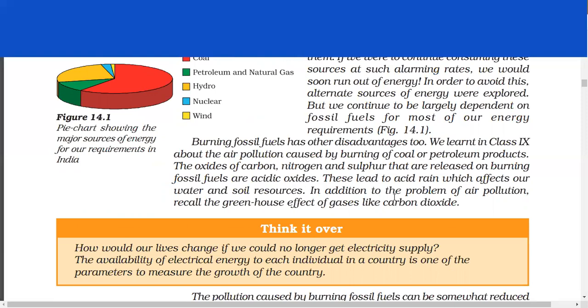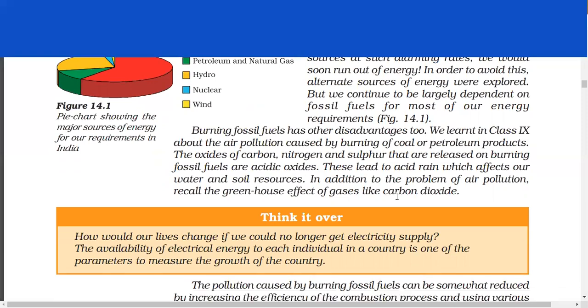The oxides of carbon, nitrogen, and sulfur that are released on burning fossil fuels are acidic oxides. These lead to acid rain, which affects our water and soil resources. In addition to the problem of air pollution, recall the greenhouse effect of gases like carbon dioxide.